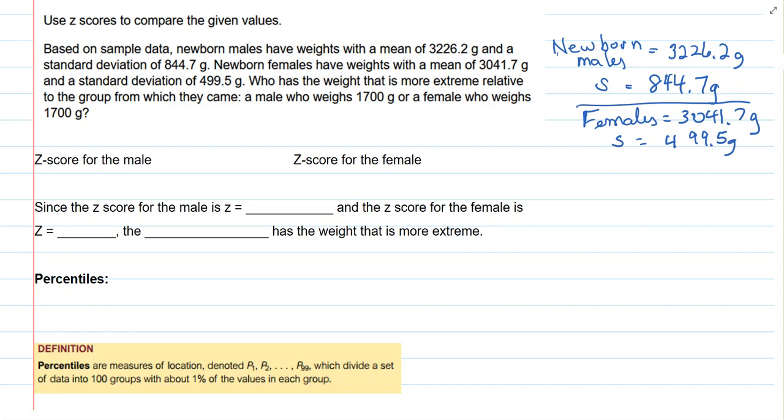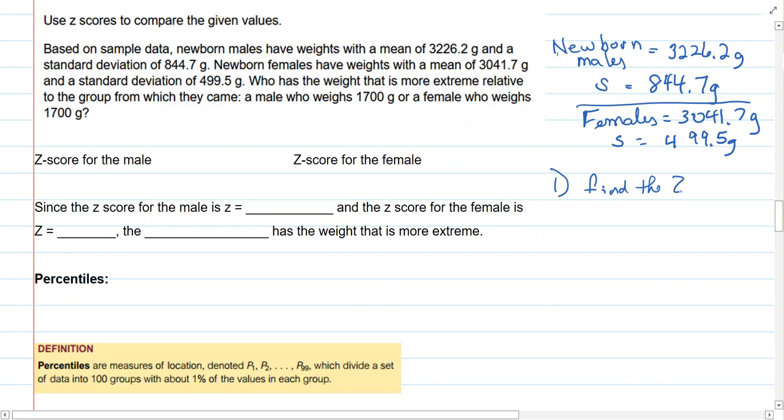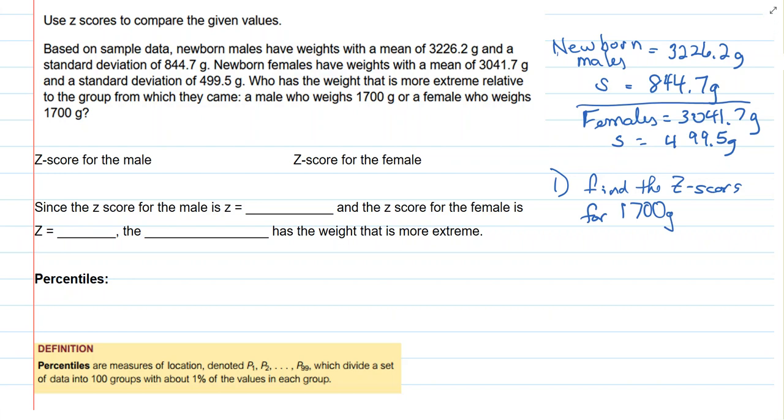All right. So we have to now find the z-score for 1,700 grams. That's not very big. All right. So let's see what happens if we find the z-scores for these items. So let's get started here.